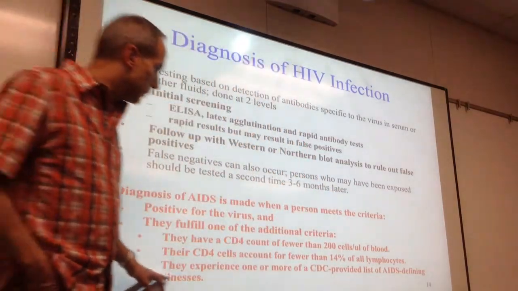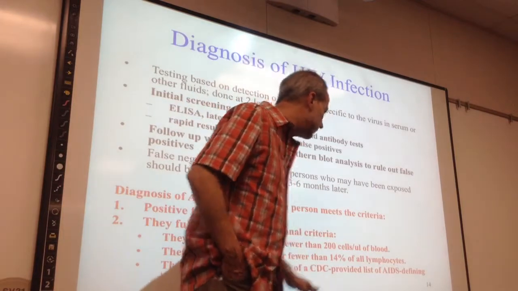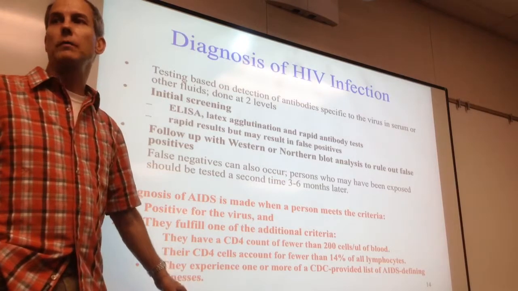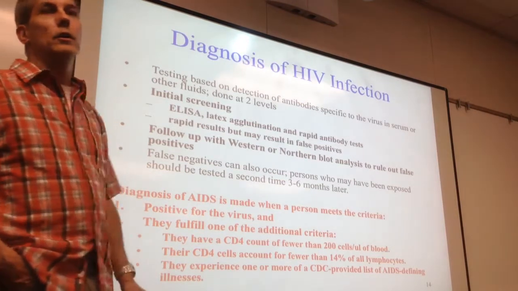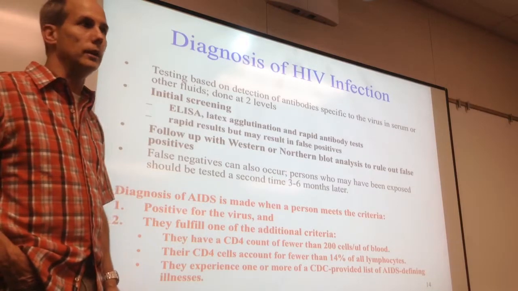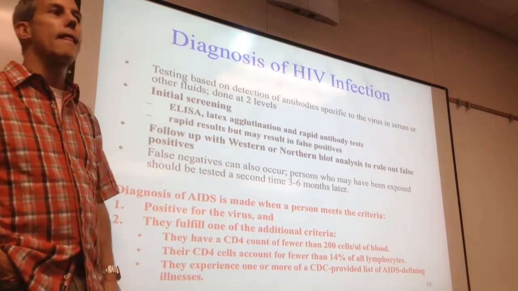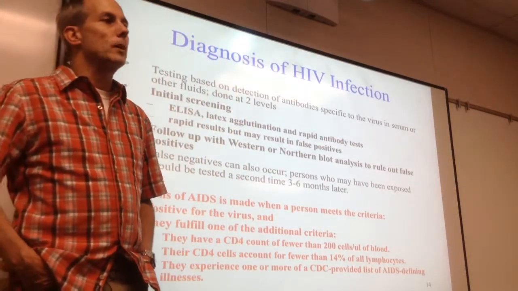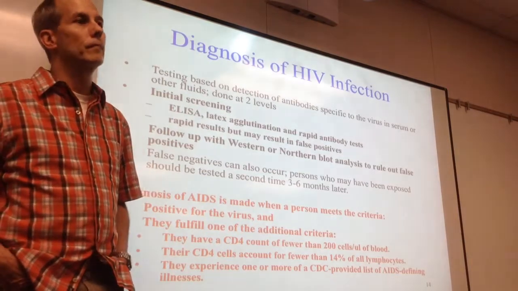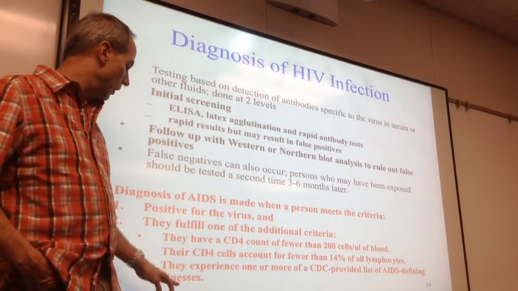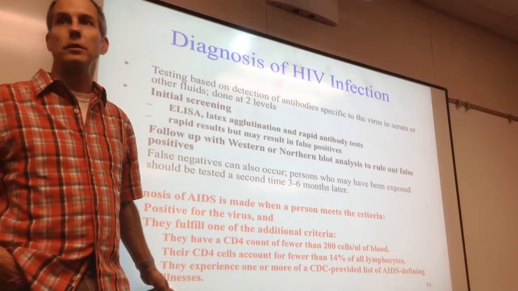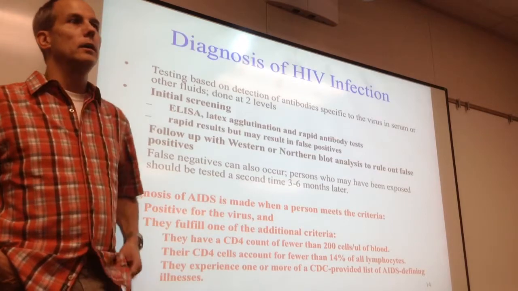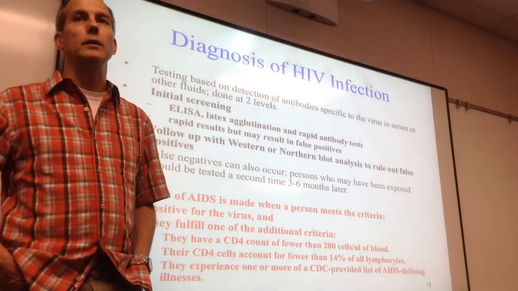Or they can experience one or more of the CDC provided list of AIDS-defining illnesses. Can you name three of those? Pneumonia. What type of pneumonia? Pneumocystis pneumonia. So that's going to be on your exam. What else? Tuberculosis, yes. What else? Kaposi's sarcoma. So if they're HIV positive and they have one of those three illnesses, they're considered an AIDS patient. Or if they have a T cell count that gets very low according to these guidelines, they're now an AIDS patient versus just being HIV positive.